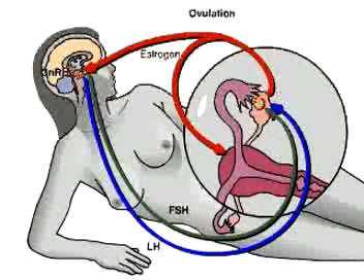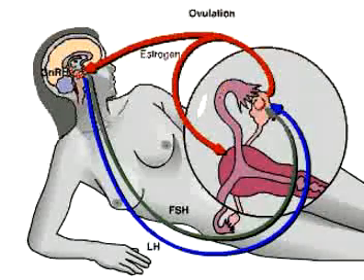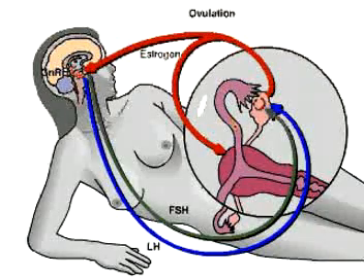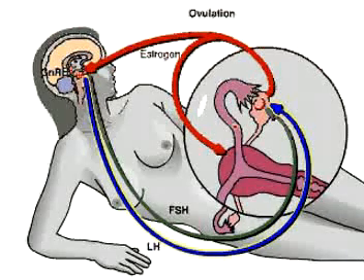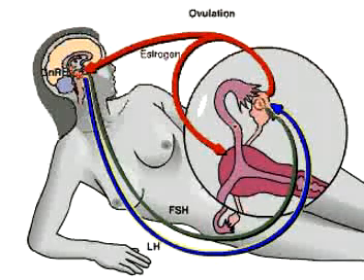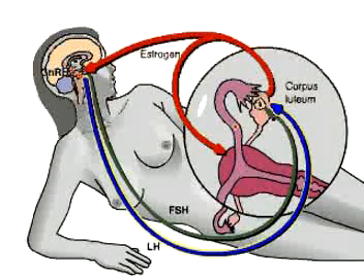The ovum develops, the follicle ruptures, and the nearly mature ovum is released from the follicle and swept into the oviduct. LH, or luteinizing hormone, also causes the ruptured follicle to develop into a glandular structure called the corpus luteum.